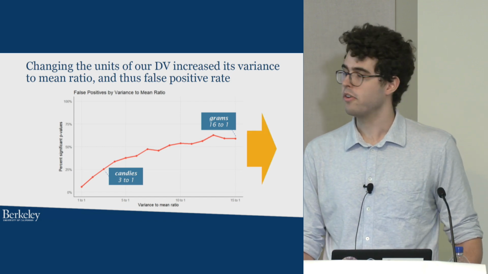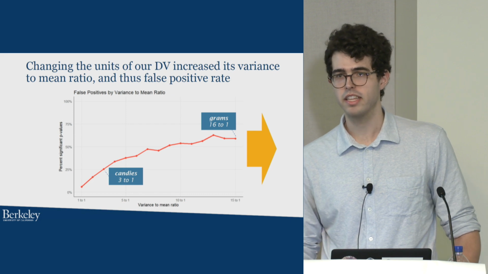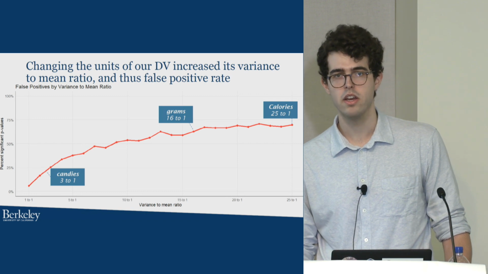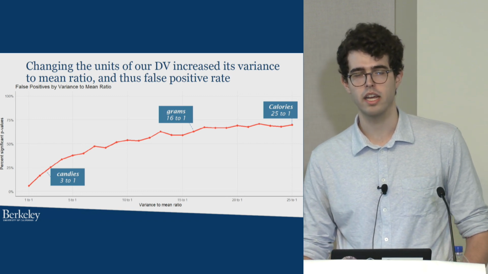And to actually show you where calories fall, I'm going to have to break this axis and go all the way out to 25 to 1. So it's incredibly likely when you have that variance to mean ratio that you're going to get a false positive.